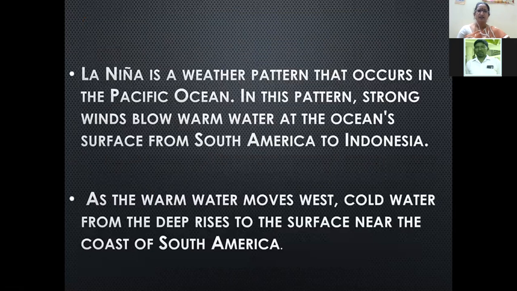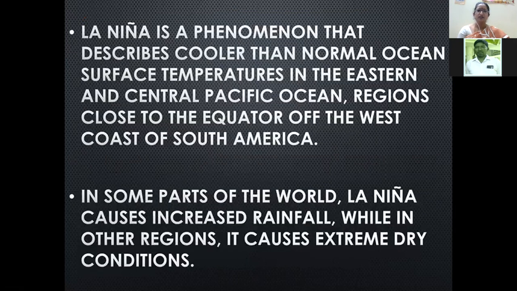La Nina is a weather pattern that occurs in the Pacific Ocean. It affects us through strong blowing winds. This is a phenomenon that describes cooler than normal ocean surface temperatures in the eastern and central Pacific Ocean region close to the equator, off the west coast of South America. Especially it is affecting regions near the Pacific Ocean, the west of South America, and Asian countries near the equator, like Indonesia, the southern part of India, and even the continent of Australia. These are affected because they are located near the Pacific Ocean.